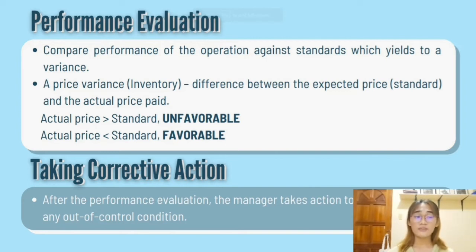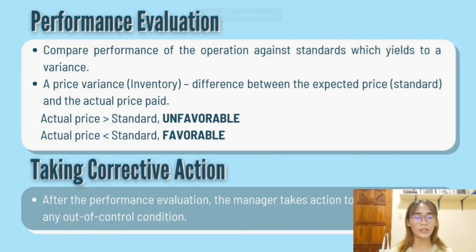So the price variance is the difference between the expected price and the actual price paid. So if the actual price is higher than the standard price, we will have an unfavorable variance. But if the standard price is higher than the actual price, we will then have a favorable variance. So finally, the last element is taking corrective action.